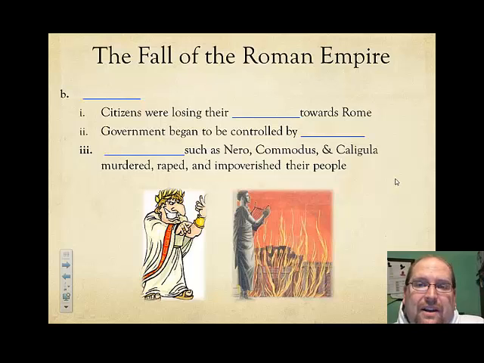They did not like their leaders, which is obvious in the fact that a lot of these Caesars and leaders ended up getting killed because of their bad governing.